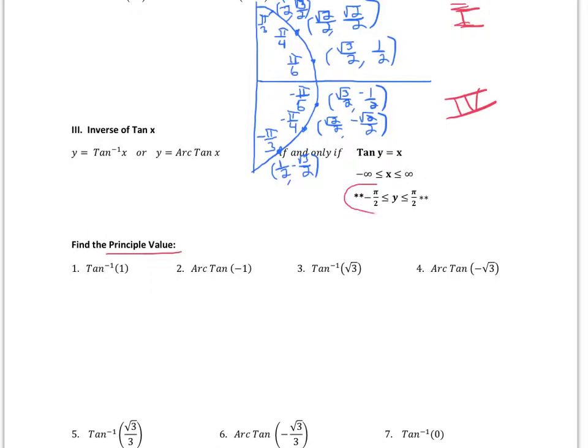Main thing to remember, inverse tangent is just like inverse sine. It has the same range. So our answers, our angles as answers, can only go from negative pi over 2 to pi over 2.